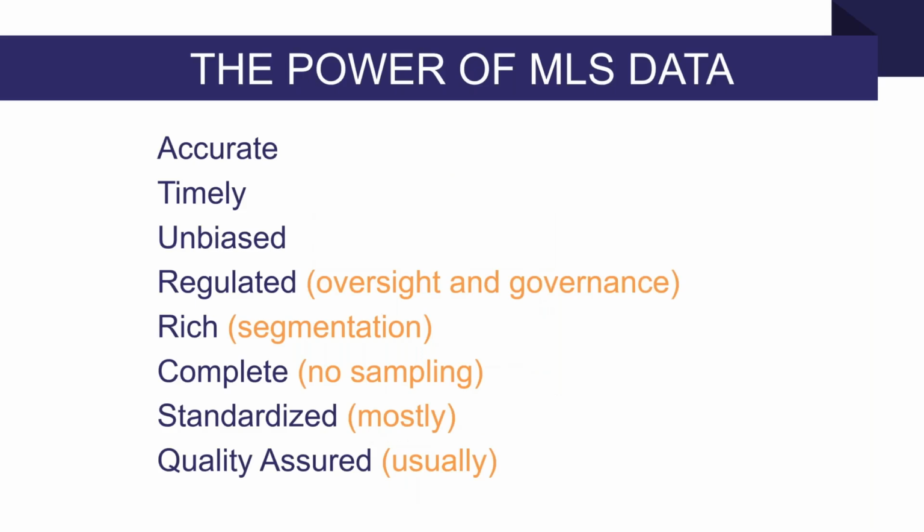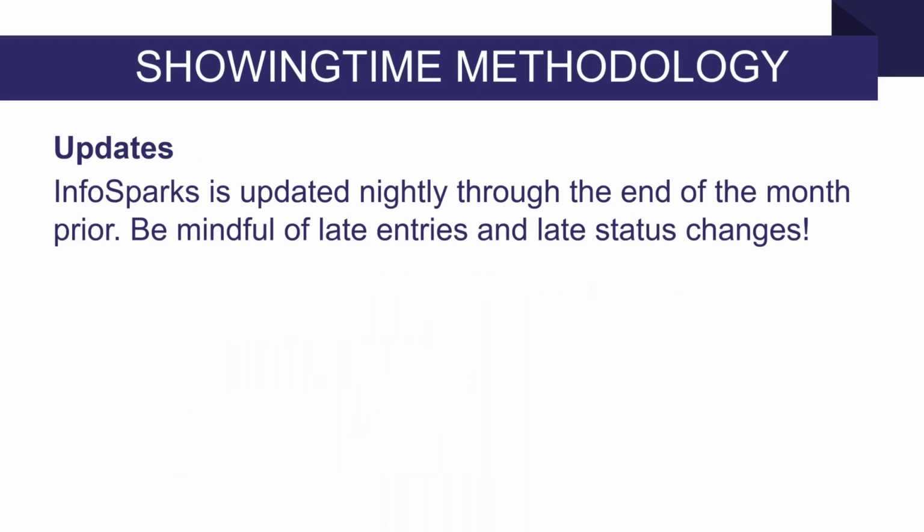The data we use for these reports comes from your MLS. Part of the reason you get things like notices to correct a listing is because it's important for that data to be accurate so that there's good information that can be used for comps, CMA stuff, or for things like this with stats. We update InfoSparks every night through the end of the month prior. Come November 1st, we'll start showing stats for October.